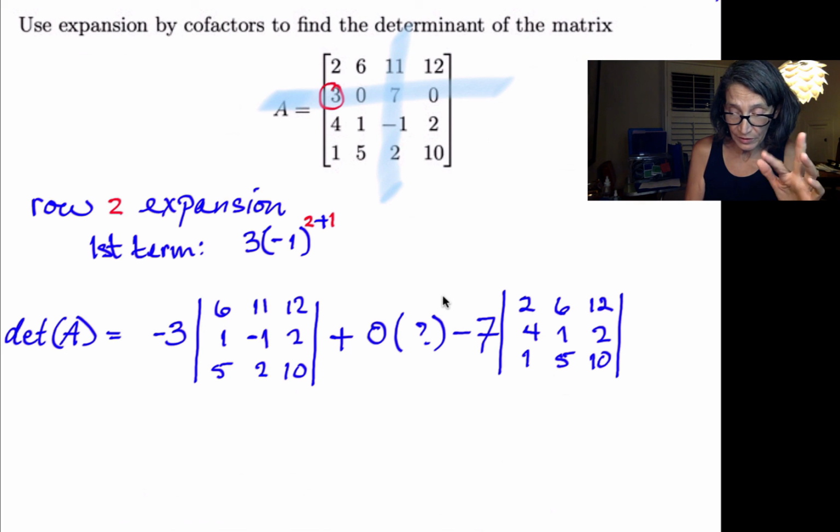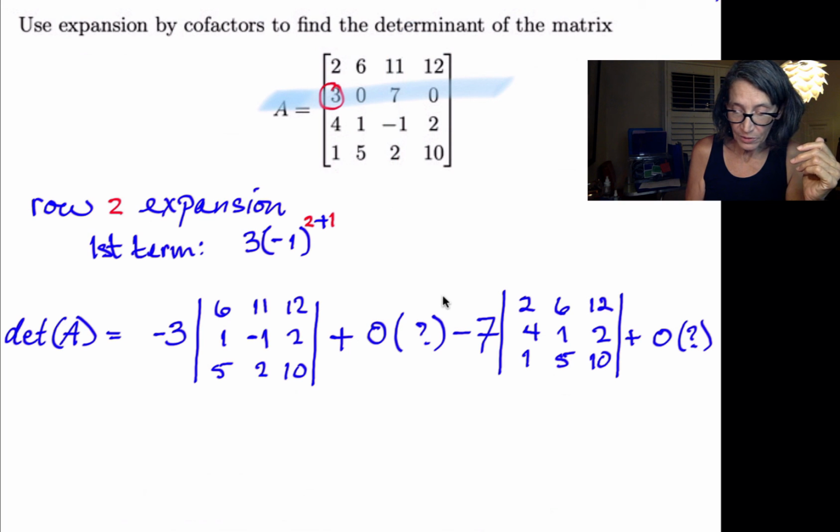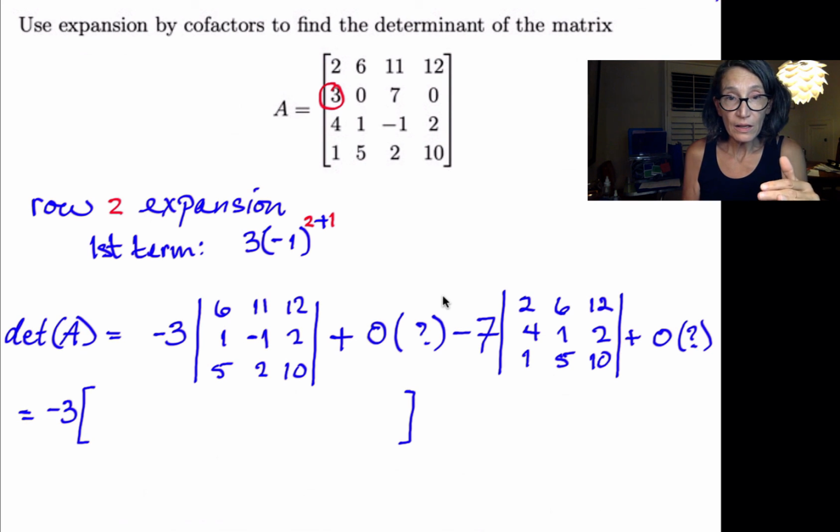And then the last term is going to be plus, but it's going to be 0 times some determinant of some submatrix. We don't care what it is because we're multiplying it by 0. All right, so let's start computing these minors. So the first one, we've got a negative 3 times a determinant of a 3 by 3 matrix. Looking at the 3 by 3 matrix, I don't see any zeros, so basically any row or any column could be used. So I'm just going to use the second row.